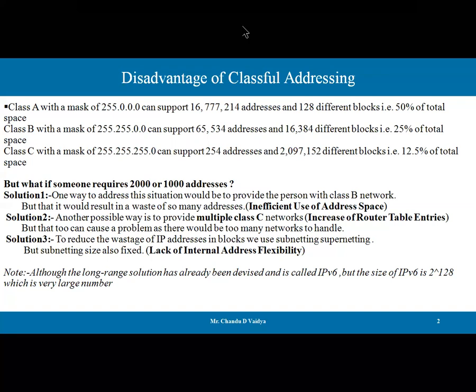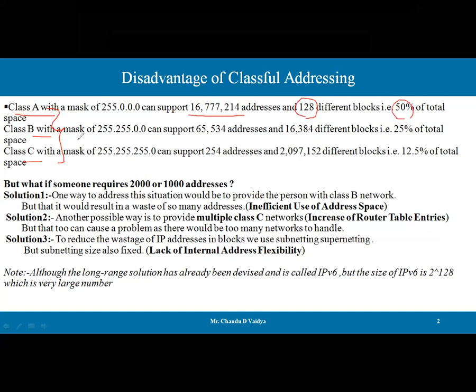If we talk about classful IP addressing, we have class A, class B, and class C. Class D and class E are not going to be used for the user's purpose. But if we use these three classes for the user's purpose, the maximum IP addresses are going to be wasted. Because if we talk about, let's say, class A, the subnet mask 255.0.0.0 can support up to 16,777,214 addresses, which is for 128 different blocks. So this is going to be 50% of the total address space.